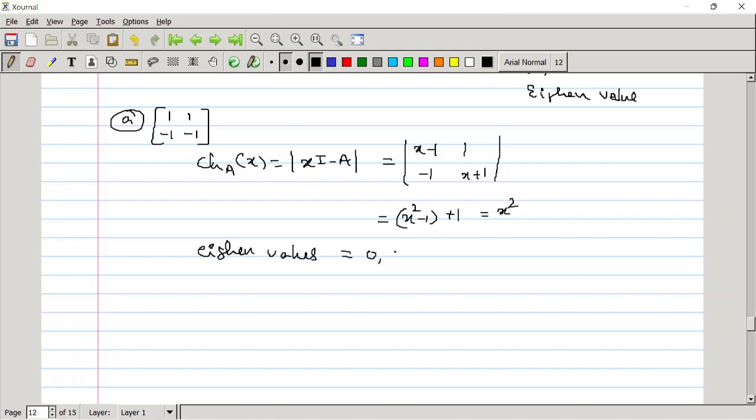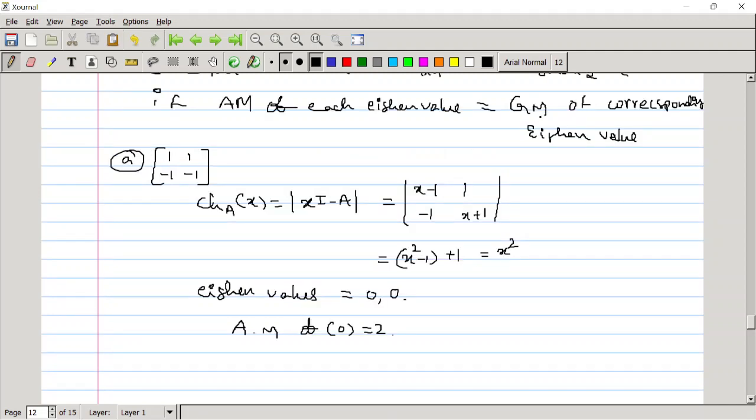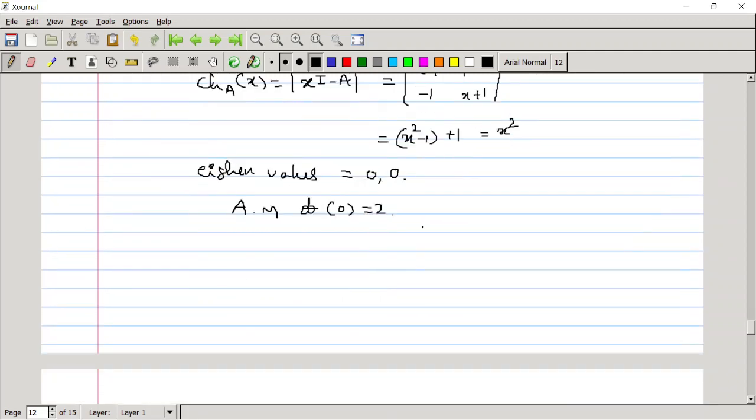Eigenvalues are 0, 0. The algebraic multiplicity of eigenvalue 0 is 2, because it is repeating twice. AM of 0 is equal to 2. But you have to check the geometric multiplicity of this corresponding eigenvalue also. If the geometric multiplicity is also equal to 2, then we can say this matrix is diagonalizable. So now we will check the GM of the eigenvalue 0.